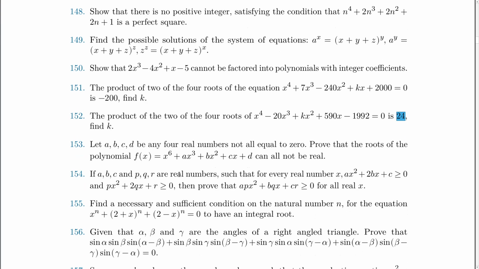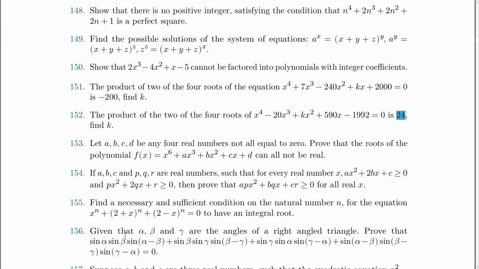Now we look at question number 156. Given that alpha, beta, and gamma are the angles of a right angle triangle, prove that sin α sin β sin(α − β) + sin β sin γ sin(β − γ) + sin γ sin α and so on is equal to 0.